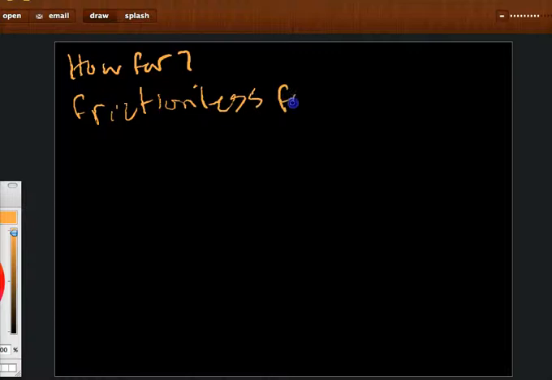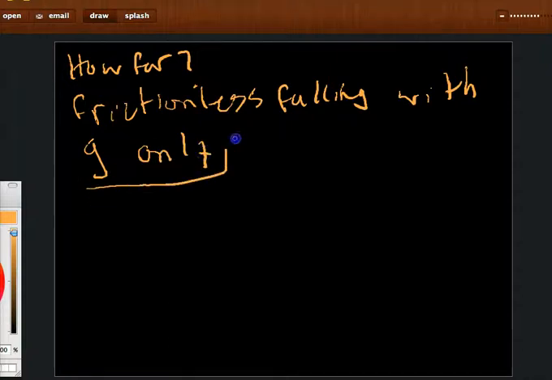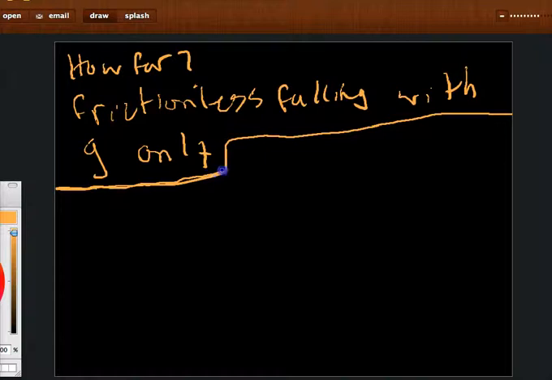So now we're going to move on to the last one, free fall. How far? How far? We already defined free fall as frictionless falling with gravity only, okay? So that's kind of a rudimentary definition of free fall. So now we want to know, well, how far is something going to go when it's in free fall? So there's basically, we know how to do how fast. We just did that in that diagram and in the last video.